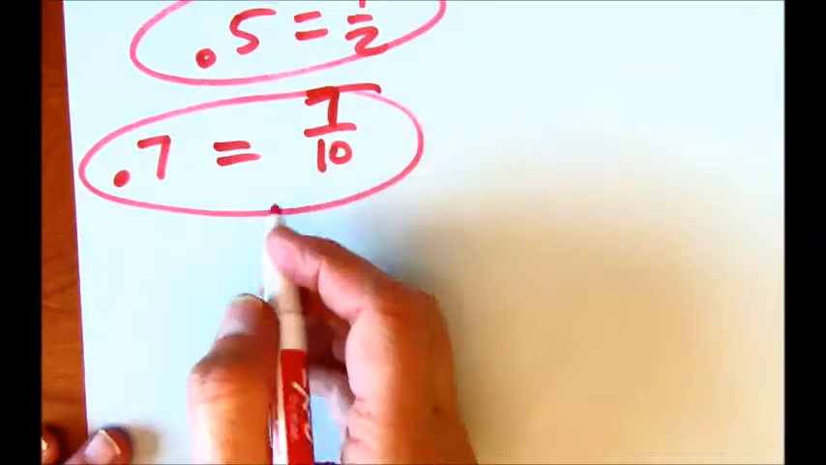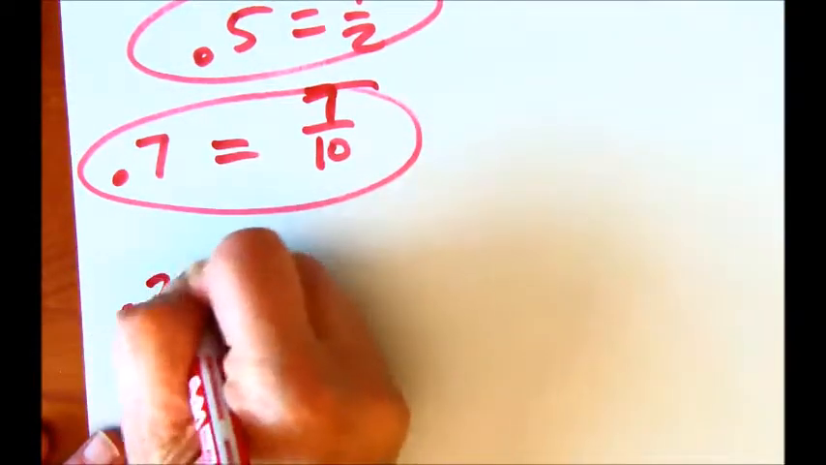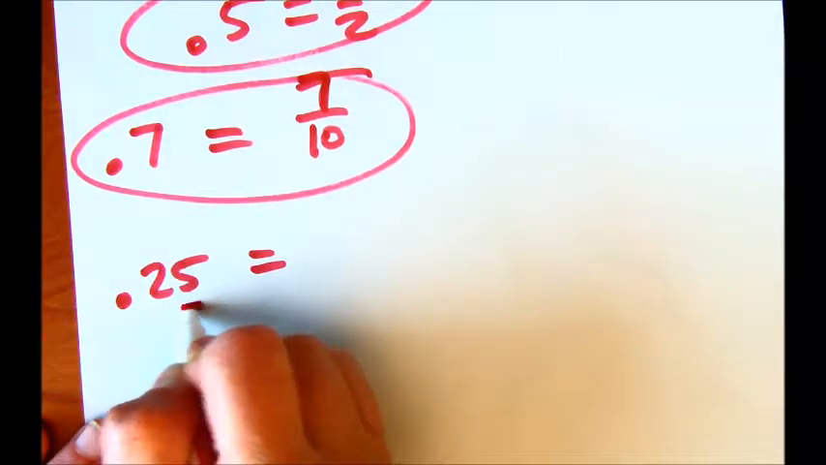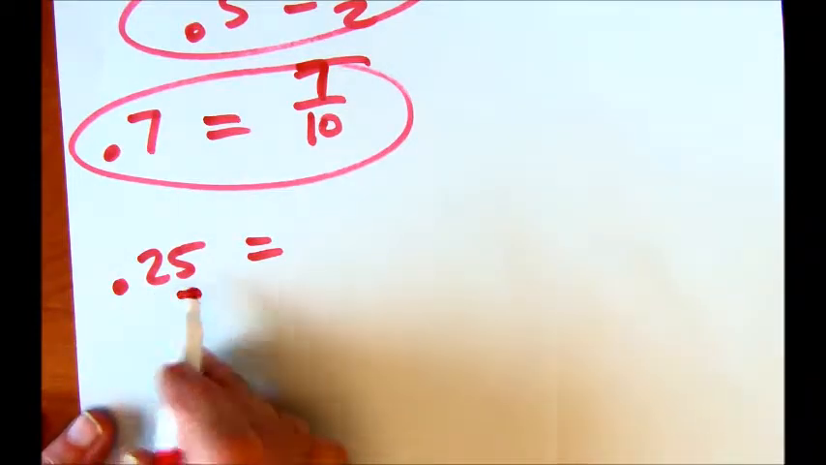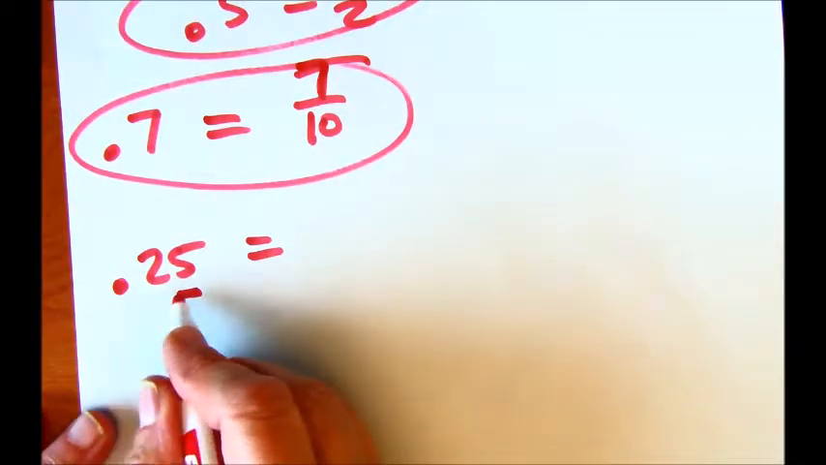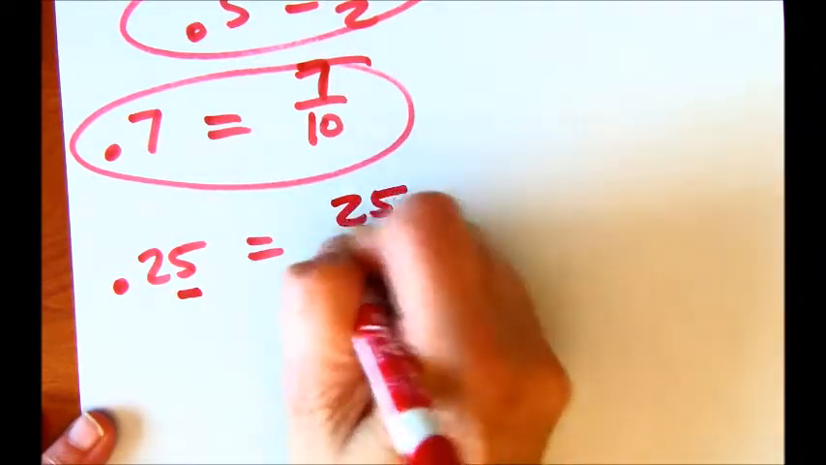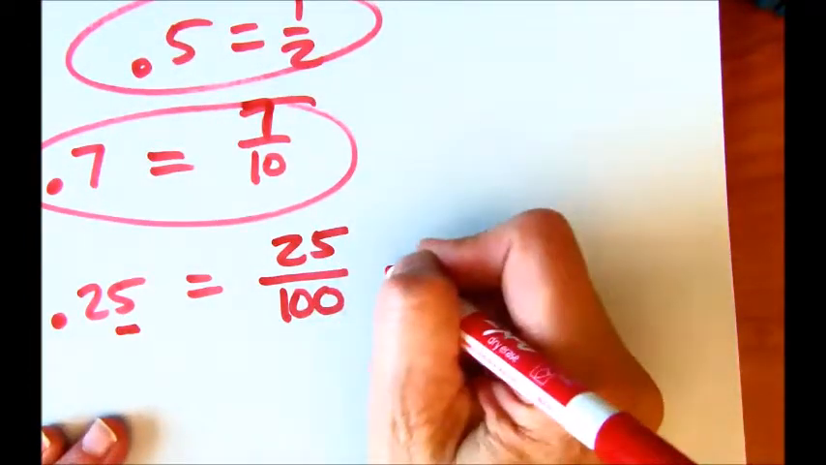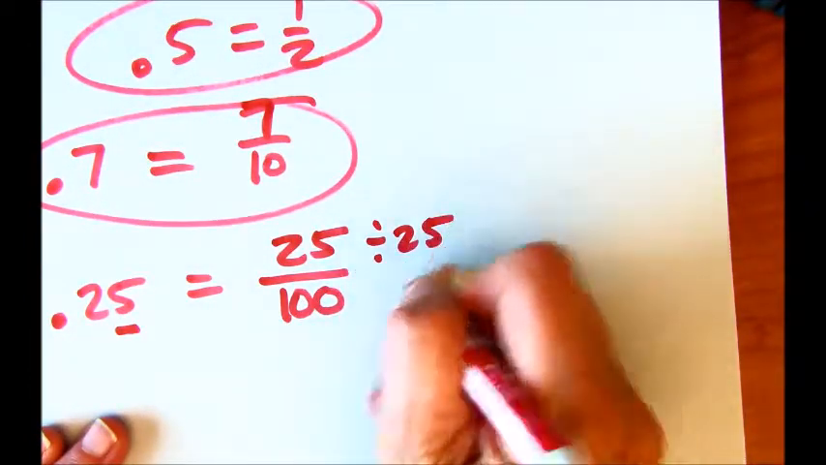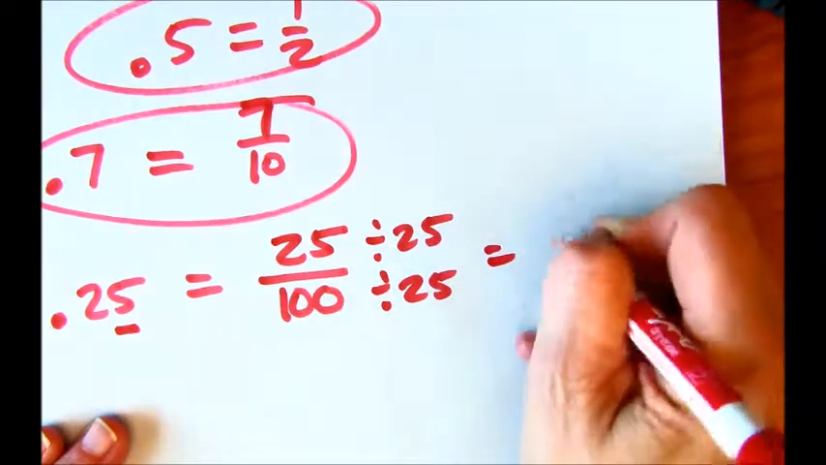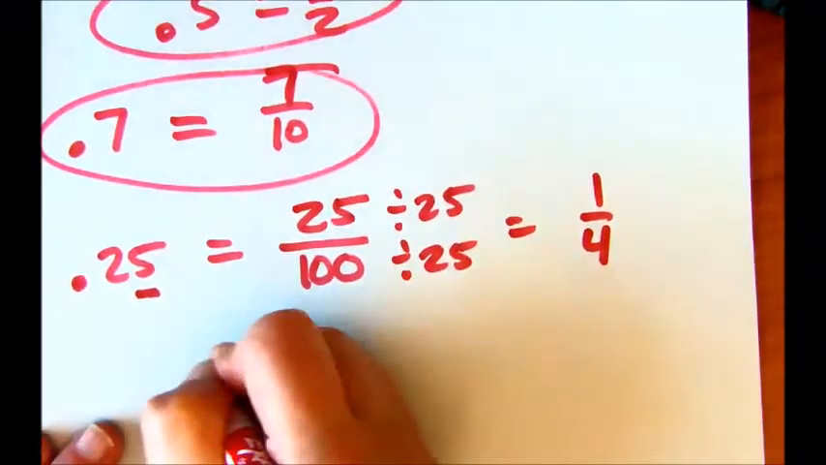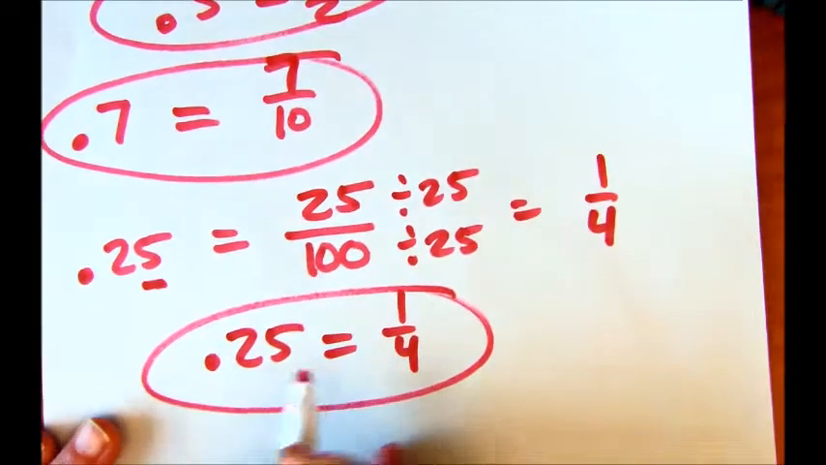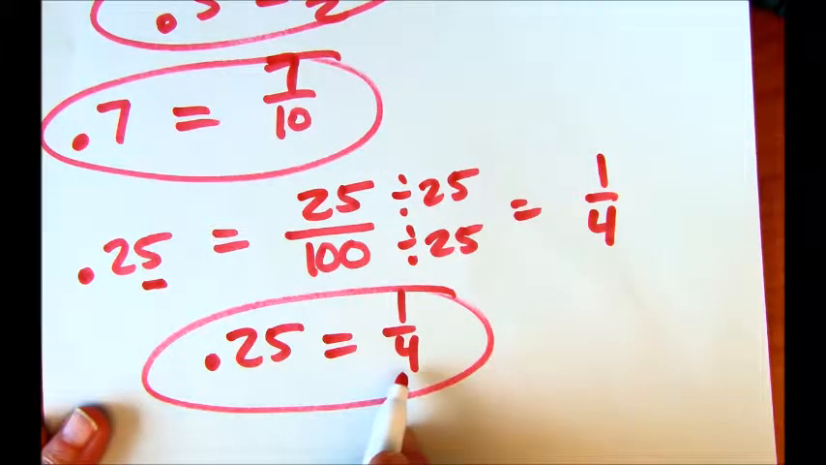Let's try a 2-digit decimal number, 0.25. Notice our last digit is in the hundredths place, so this is 25 hundredths. Again, if you can say it, you can write it: 25/100. And notice 25 goes into 100 4 times, so if we divide both by 25, we're going to get 1/4. So 25 hundredths is equivalent to 1/4. This is like 25 cents is a quarter, 1/4.